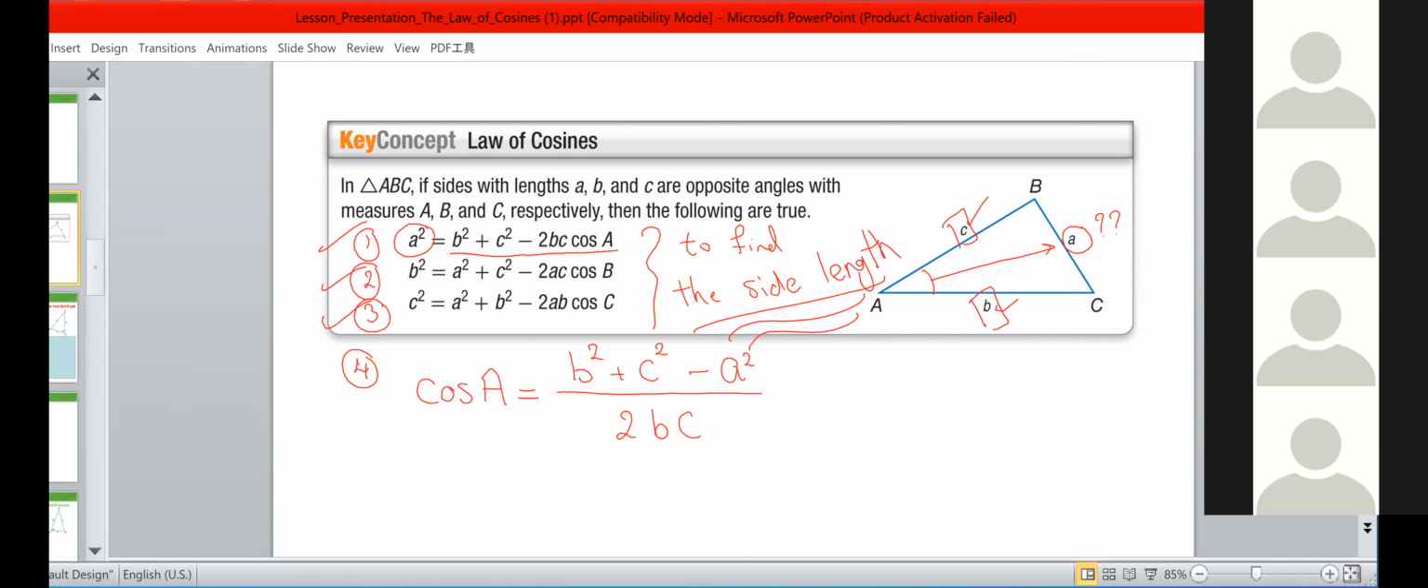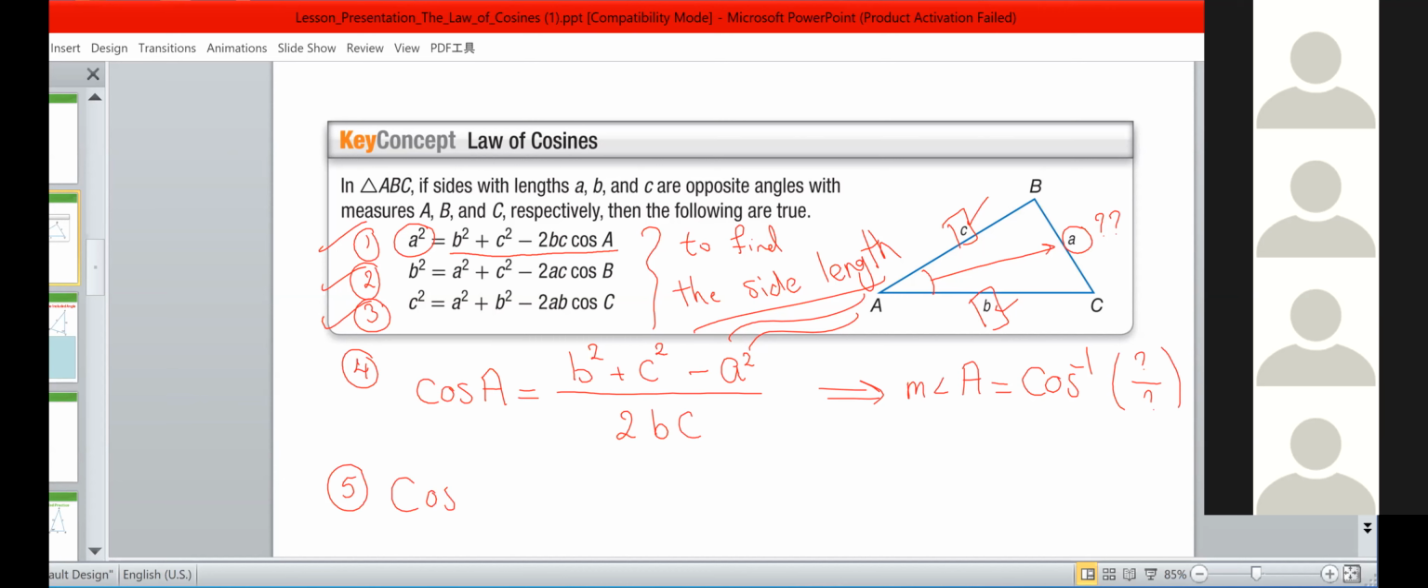And after that, if I need angle A, I'll make shift cosine. So the measure of angle A will be shift cosine for the result coming from the rule. Okay, by the same way, I'm going to get rule number 5, cosine B.